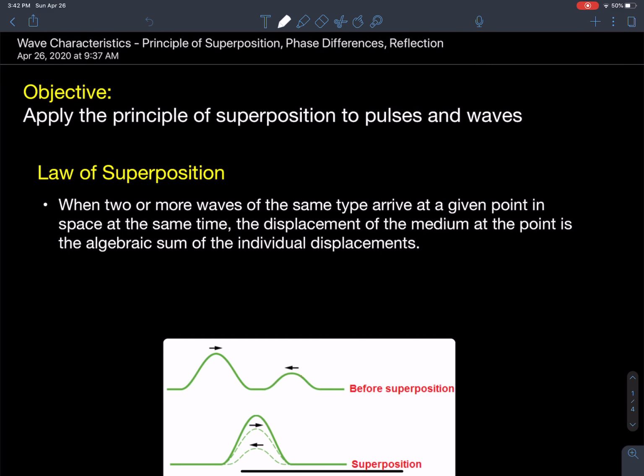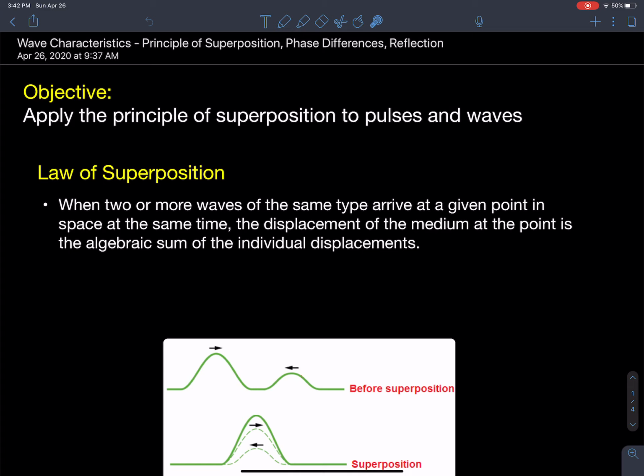So the next characteristic that we're going to look at in waves is what happens when waves intersect, when they combine. And that describes the principle of superposition. When two waves intersect, they superimpose, and they can either add or they can subtract. And that's what we're going to be looking at for this video.